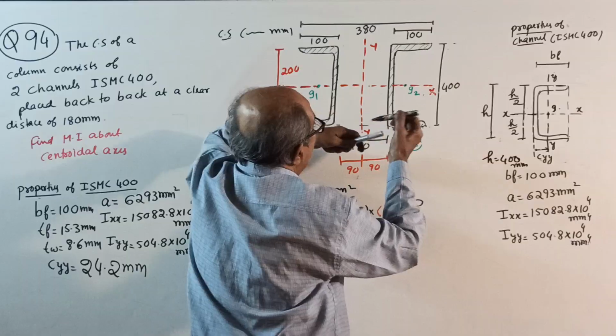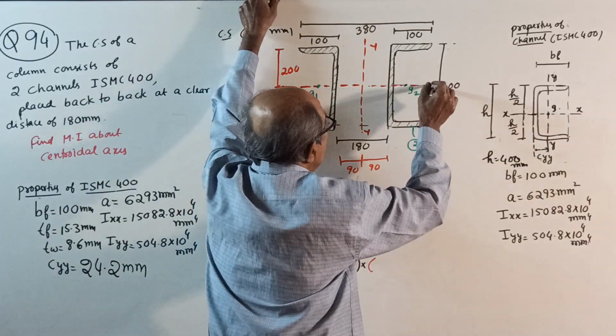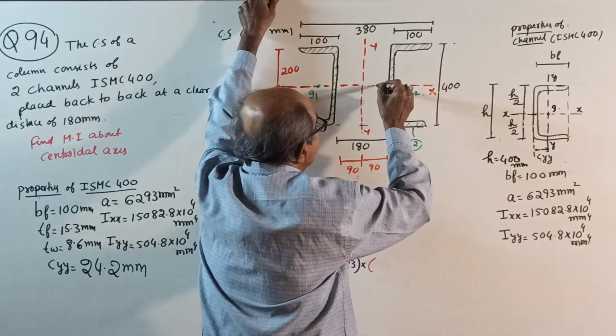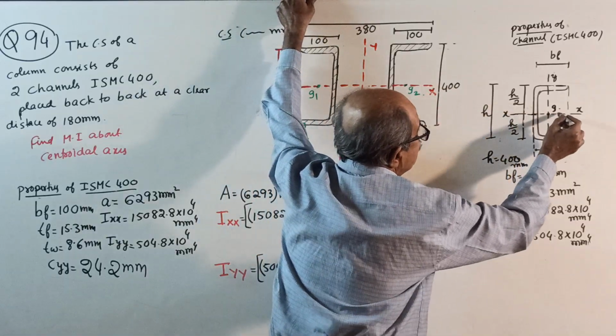We want I about x-axis. First, I about its own centroidal axis parallel to x-axis, this axis. I about this axis is nothing but I about this axis. How much?